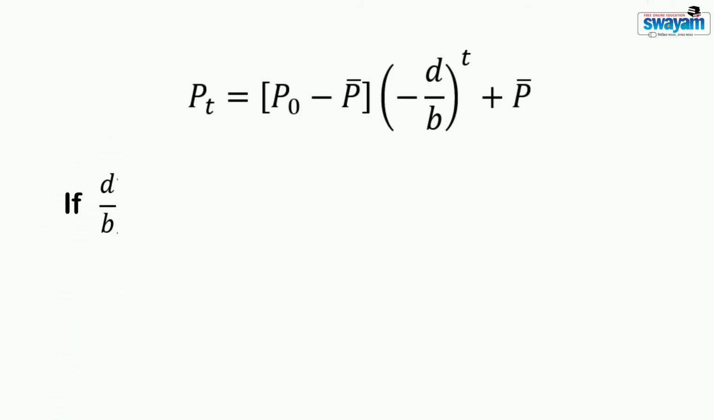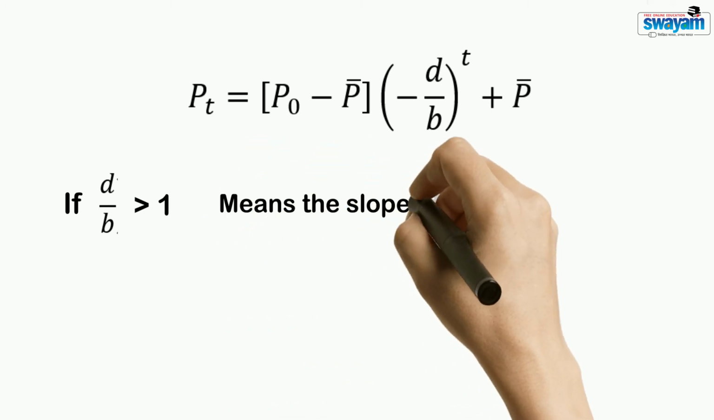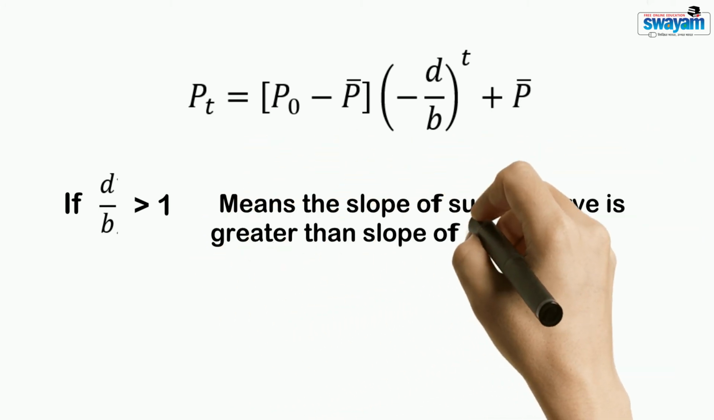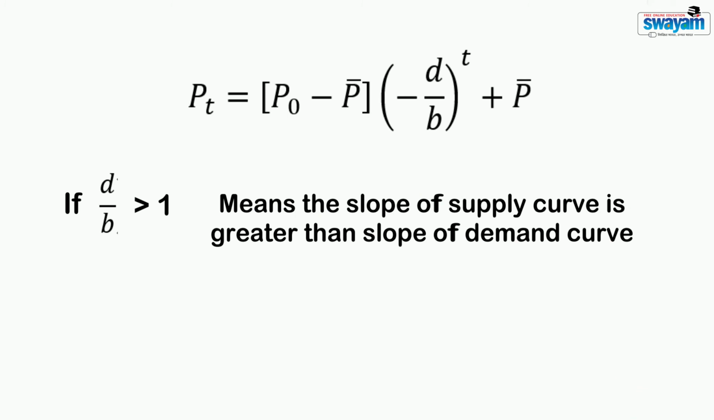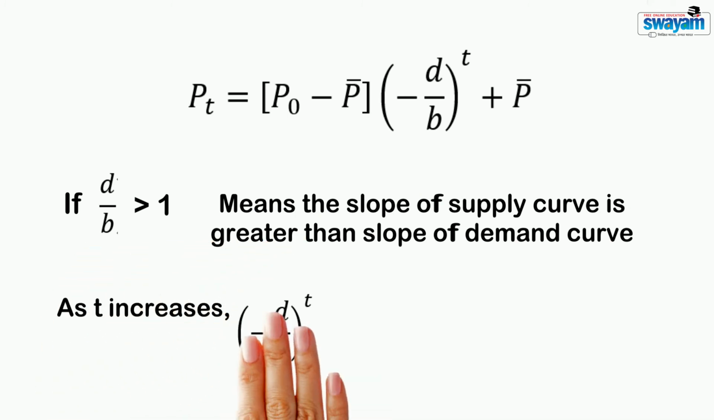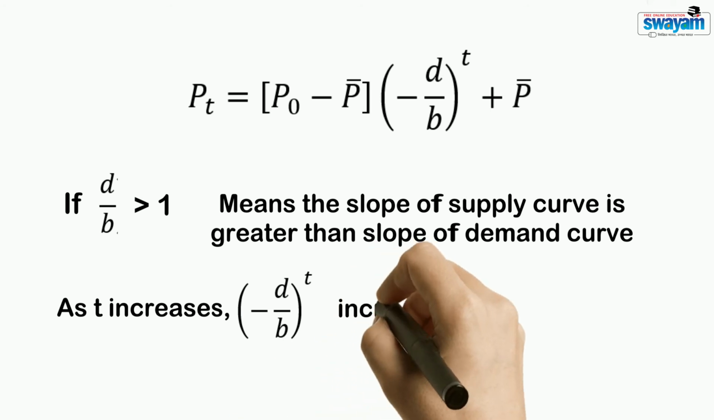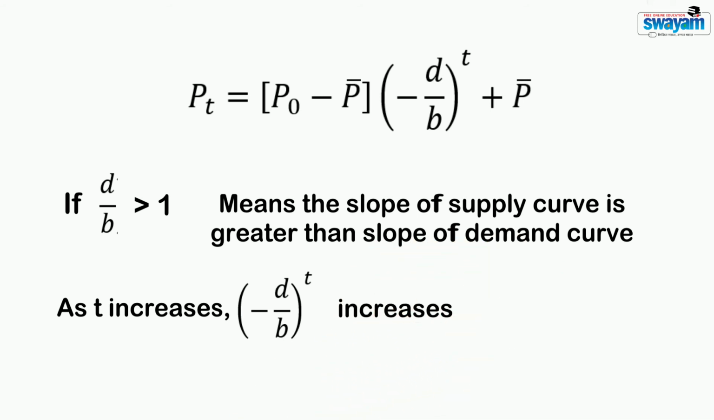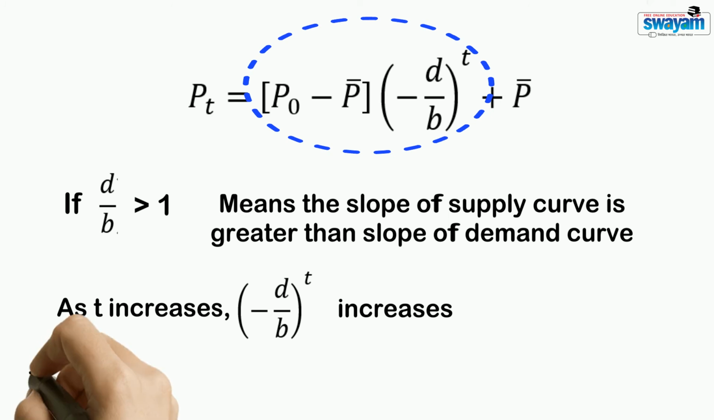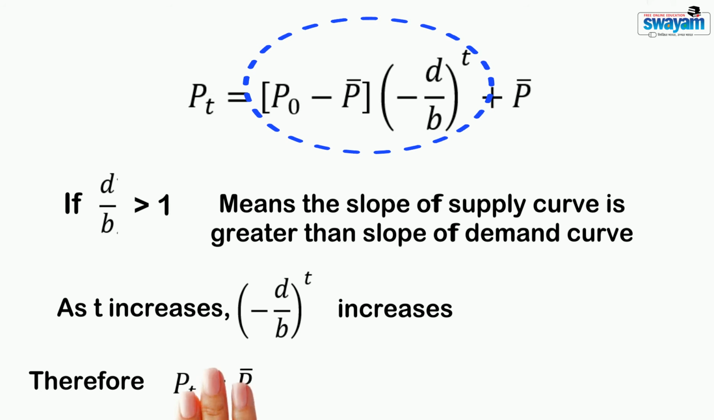If the ratio d by b is greater than 1, this means that the slope of the supply curve is greater than the slope of the demand curve. In this case, if the value of t goes on increasing, the ratio (minus d by b) whole to the power t goes on increasing. If t tends to infinity, (minus d by b) whole to the power t will also tend to infinity, and this expression will tend to infinity. Therefore, P_t will not be equal to P bar.